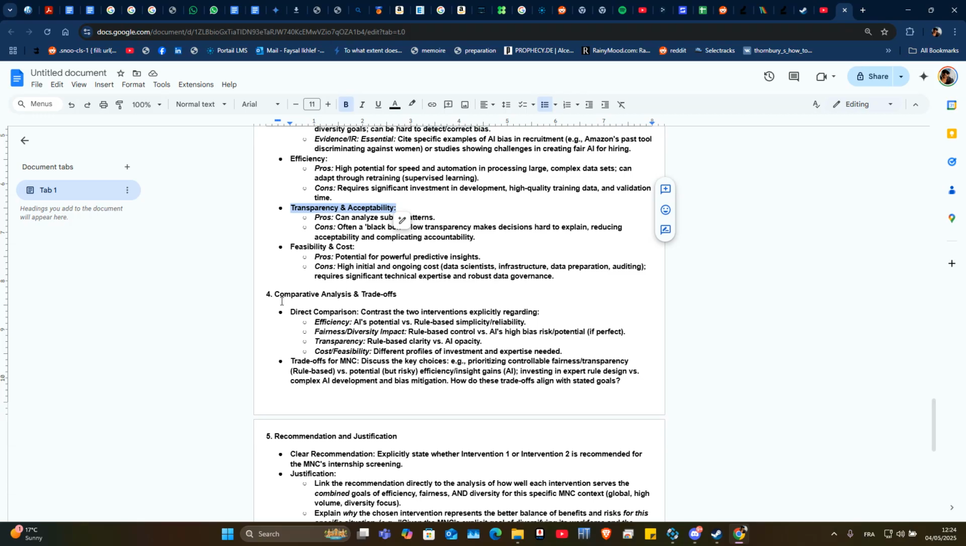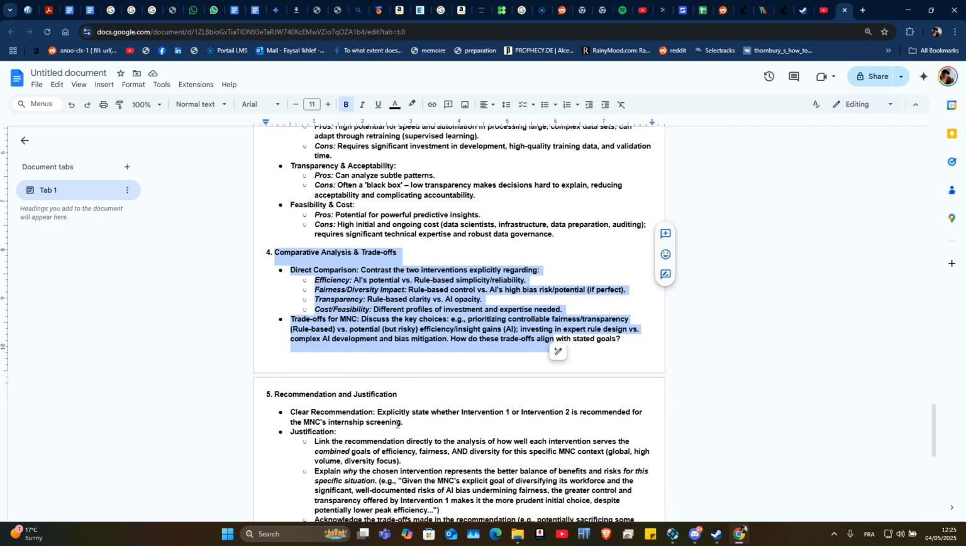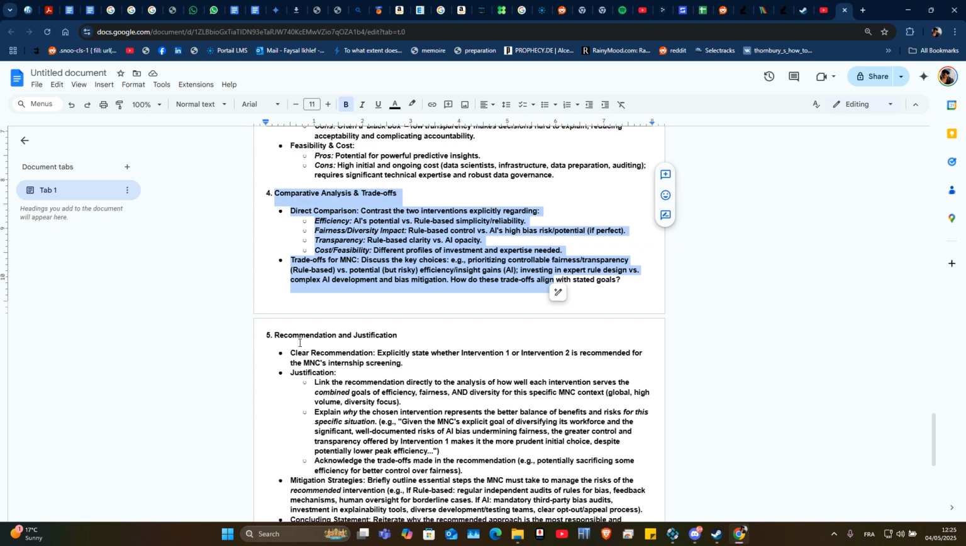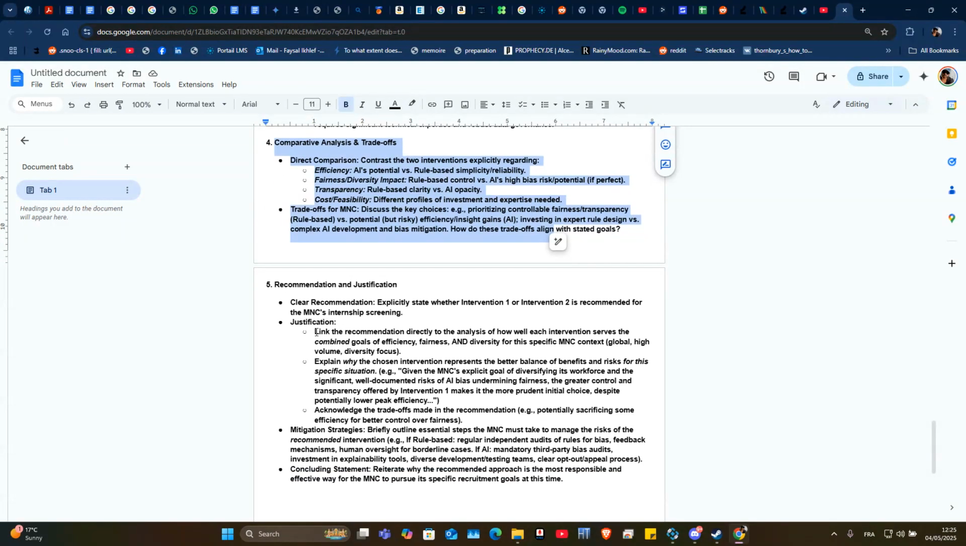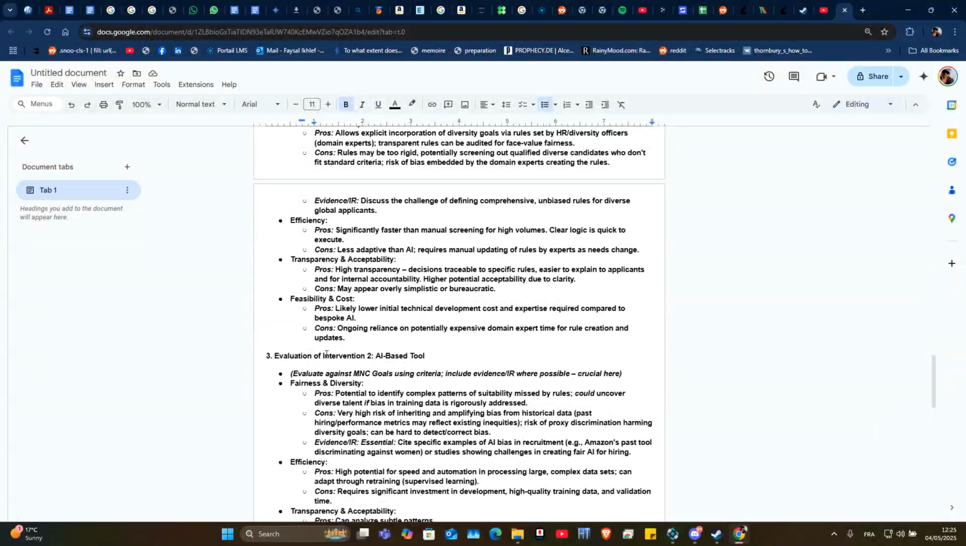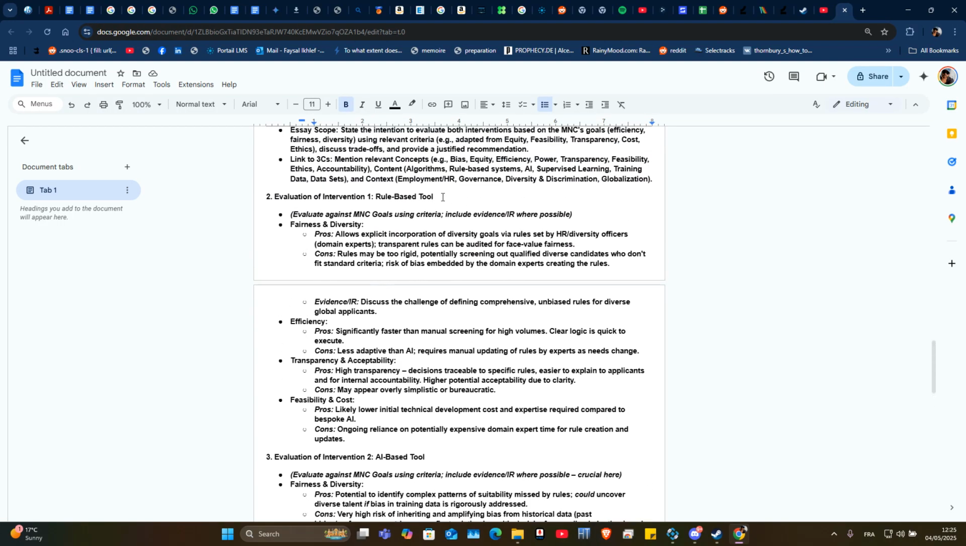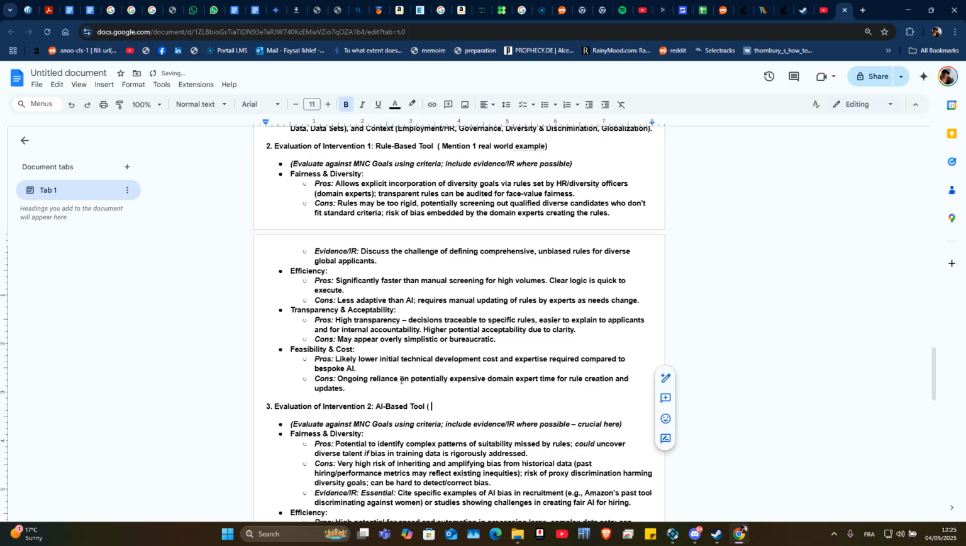And then you compare the trade-offs. Here, a new paragraph, also use a heading to show which one is better. Okay? And then in recommendations and justification, which is going to be in the conclusion, what is the clear recommendation according to what you have found? Okay? And by the way, I forgot to mention, you need a real world example. You have to mention something here. Mention one real world example. And do it here as well. One real world example.